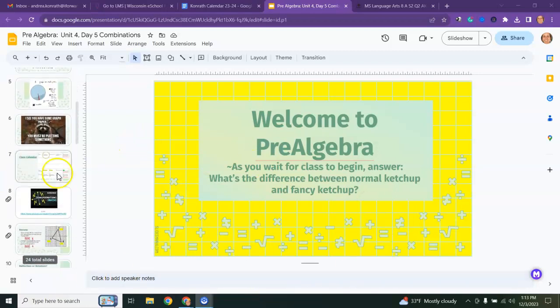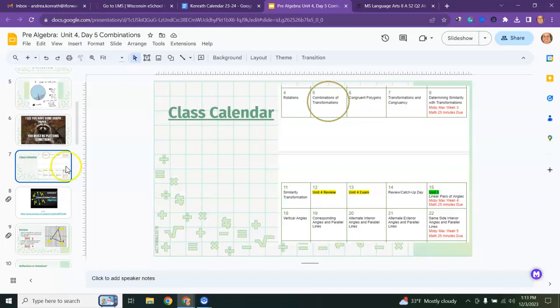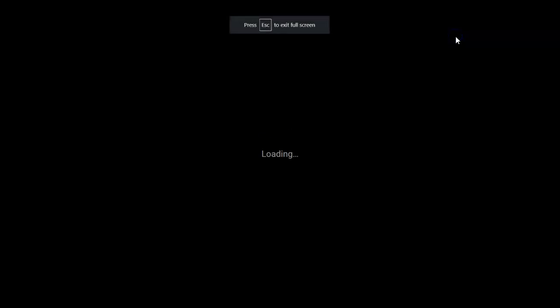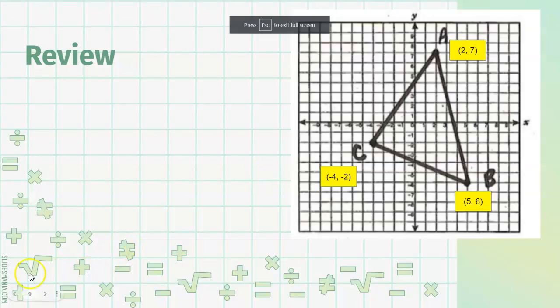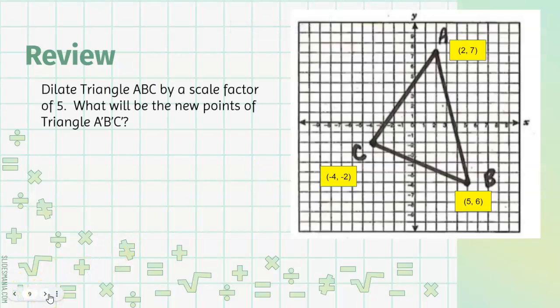So when I show you what our calendar looks like for this week, we are in the midst of unit number 4, as you can see. We're looking at combinations. So we're taking a look at how we can follow directions for changing different shapes. Now, I want to make sure that you understand the differences between dilation and transformation.